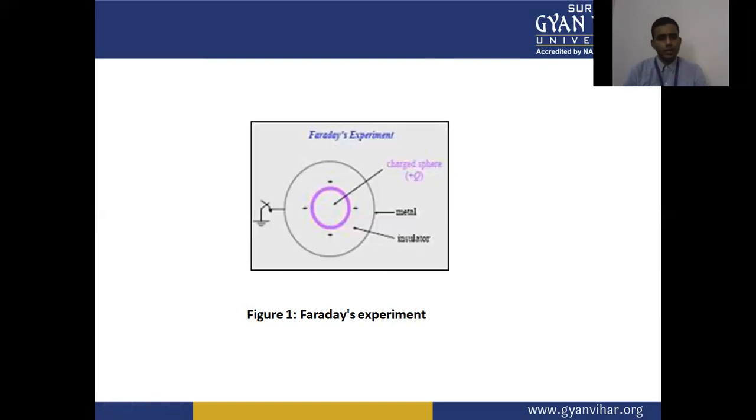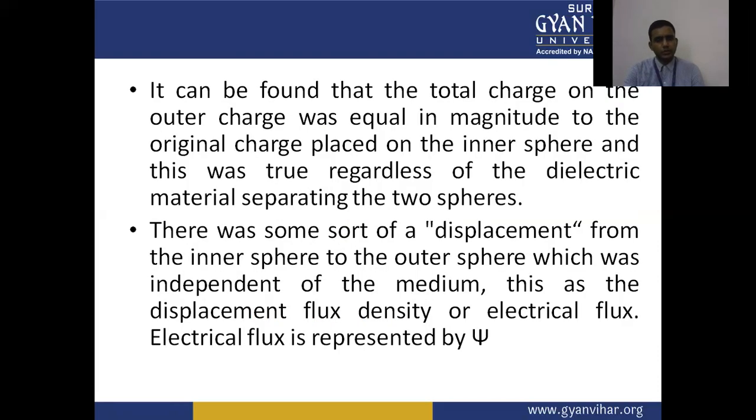This is Faraday's experiment. In the Faraday experiment, we have a charged sphere, that is the positive charge, and a metal and an insulator. So the metal is providing the field, or it is grounding, because the charge on the sphere produces the electromagnetic fields.